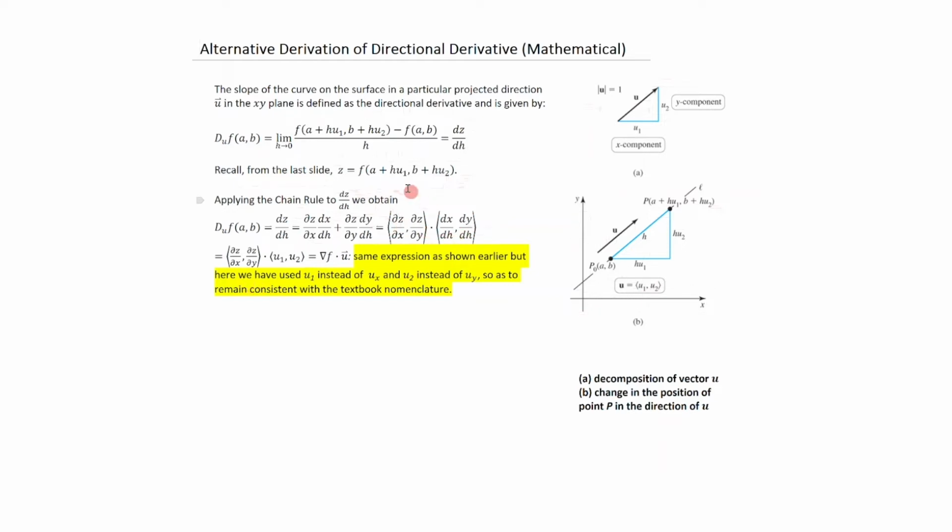However, dx/dh is u1, and dy/dh is u2. So that becomes this vector. But u1, u2 is a unit vector. This can be described as the vector u that you've seen here. Now here, the book uses subscripts 1 and 2, and we use subscripts x and y. They're basically interchangeable. The nomenclature is different, but the meaning is the same.